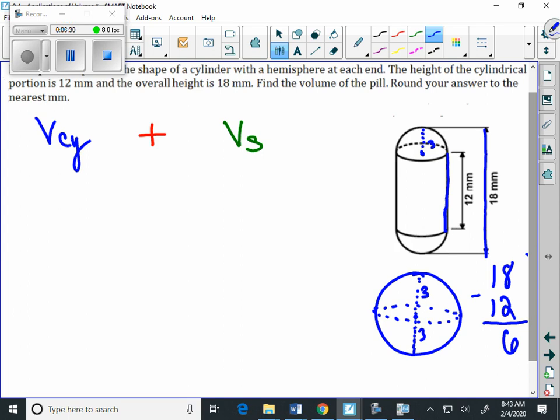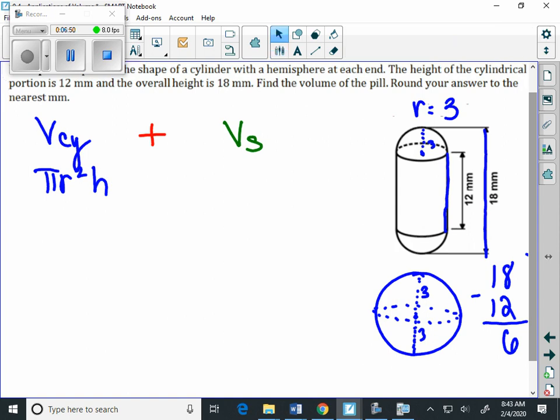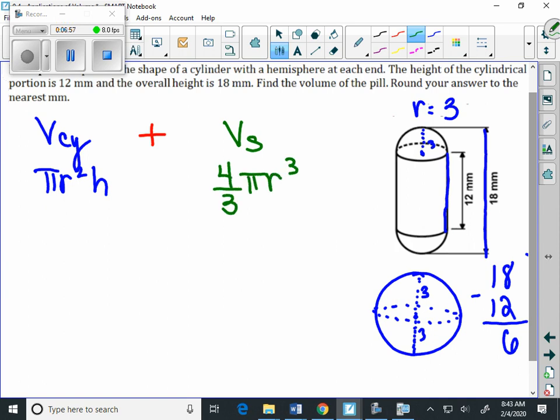And ultimately what that means is that the radius of our sphere is 3. So now we know what we have to do. We're going to find the volume of the cylinder. Once again, looking at our green paper, the formula is pi r squared h. And then the volume of the sphere, if we look at our green paper, is 4/3 pi r cubed. And we'll put in what we need.